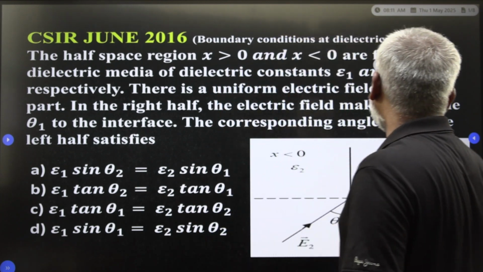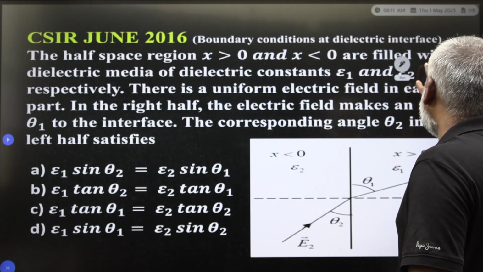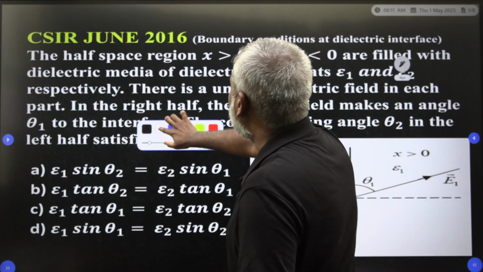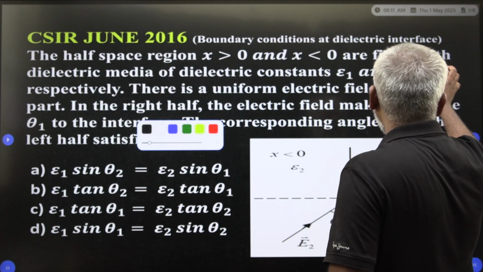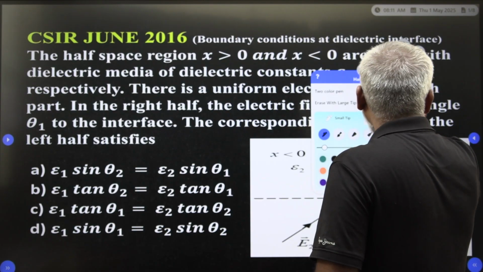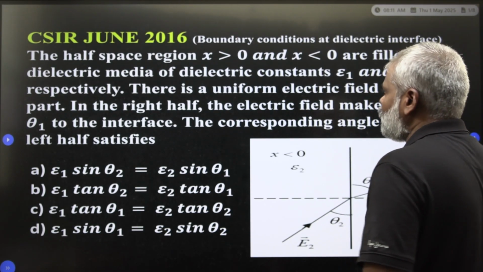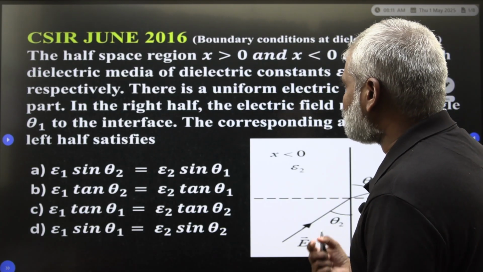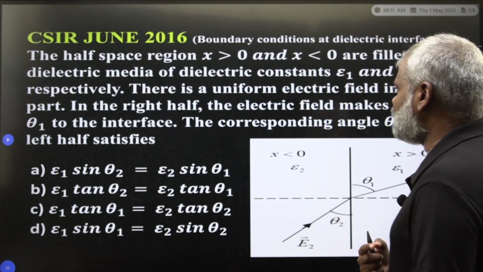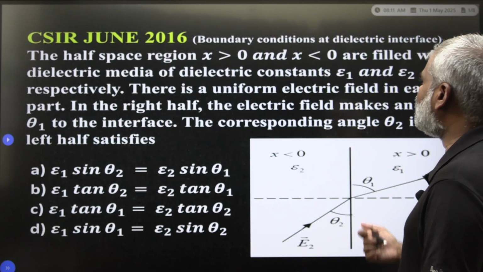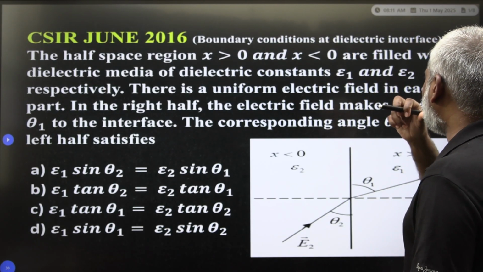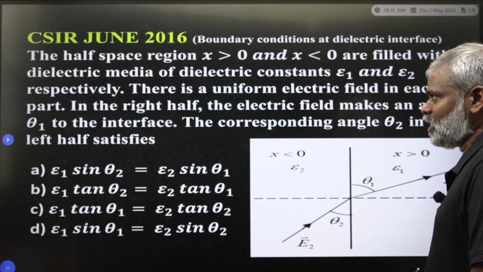So once you see when this question is asked, why we are learning this question is also very important. To understand this question, first you read it thoroughly. This question was asked in June 2016. CSIR people are asking this question, which belongs to the boundary conditions at a dielectric interface.